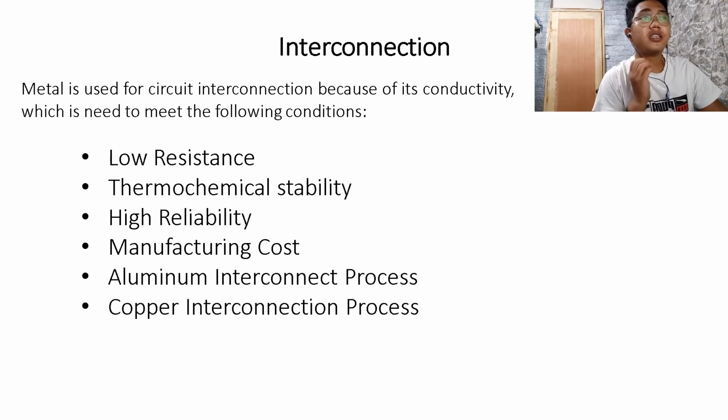And the next is manufacturing cost. Even if the previous three conditions have been met, high cost is not suitable for mass production. So even though low resistance, thermochemical stability, and high reliability are met, it is not good if it is too expensive. So another thing to consider is the manufacturing cost.